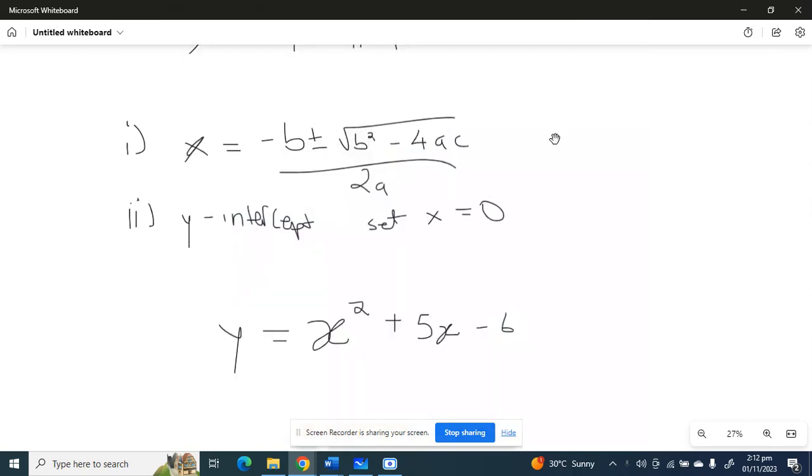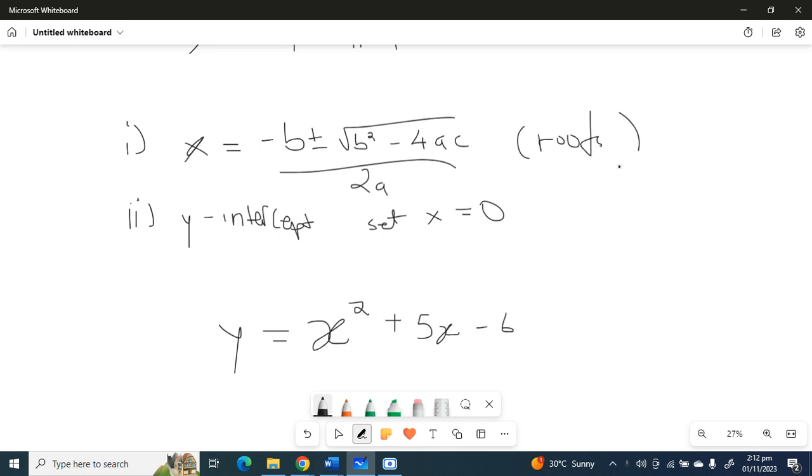All right, now we're going to look at how to get the x and y intercepts of a parabola. The x-intercept is also called the roots. Sometimes you hear the word roots, and they can also mean the x-intercepts. Remember, an x-intercept is where the graph cuts the x-axis, and the y-intercept is where the graph cuts the y-axis.